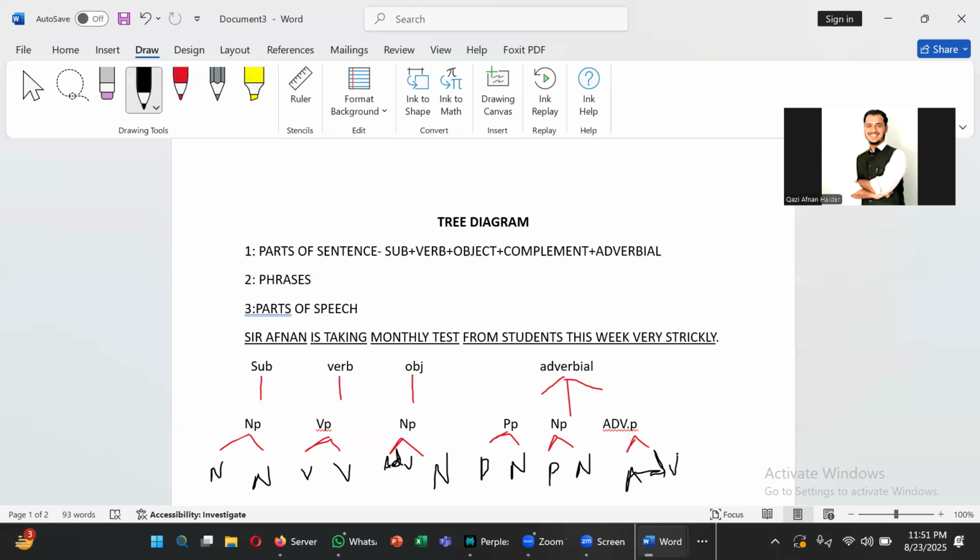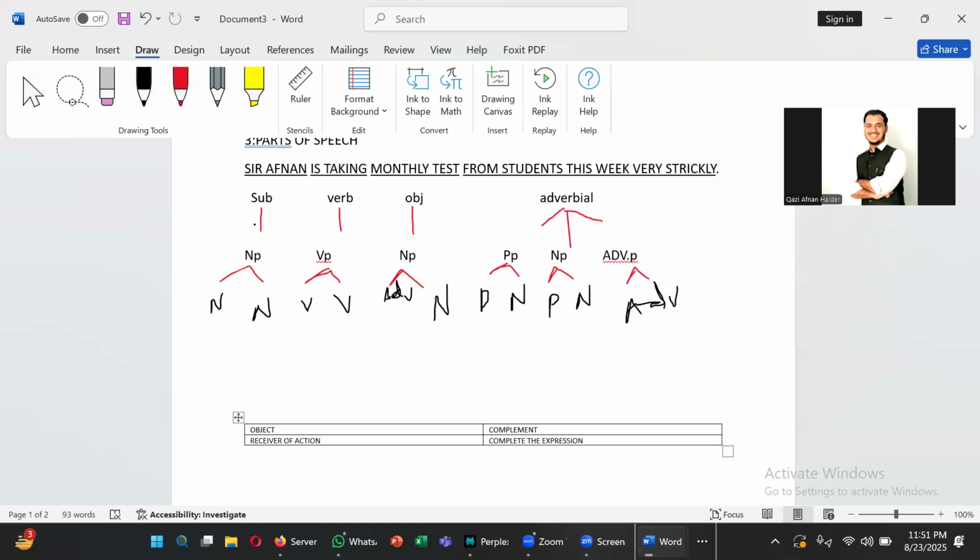Now, this is your third step. Look again: your first step is parts of sentence, second step is phrases, and the third step is parts of speech. Now, some students are very confused about object and complement. So let me show how we can differentiate object and complement.